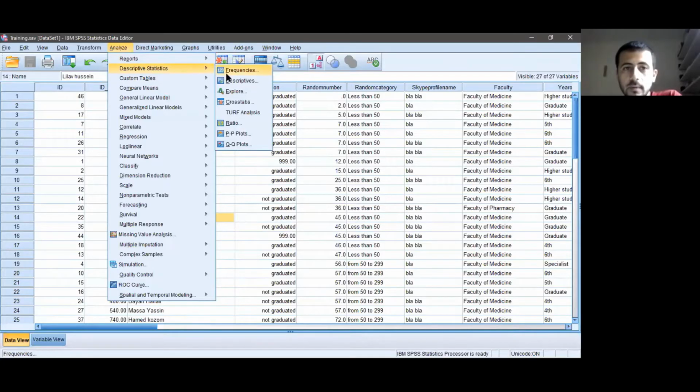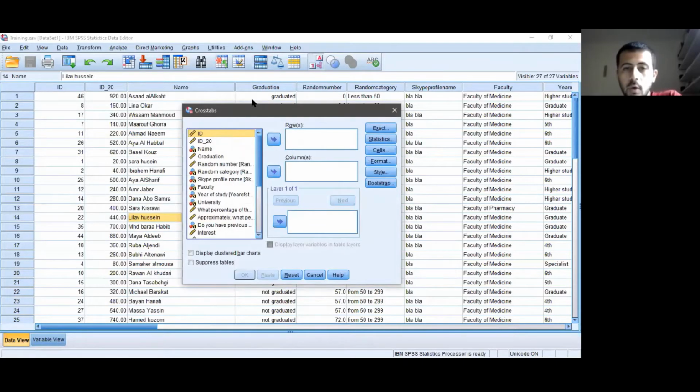Statistics, Crosstabs. So we have rows and columns. Usually we use the rows for the things that are independent, and the columns for the things that are actually dependent, the things that depend on the variable in the rows.